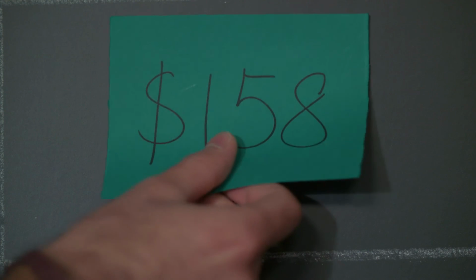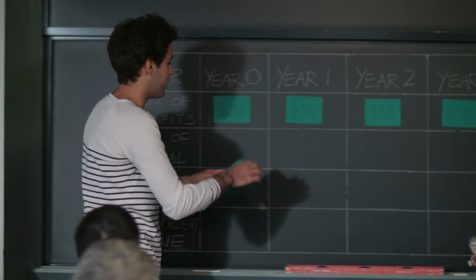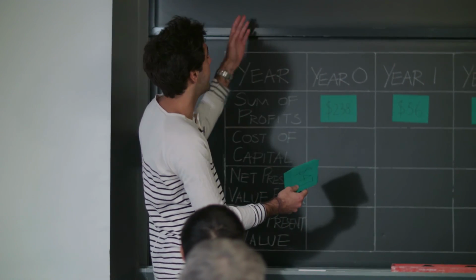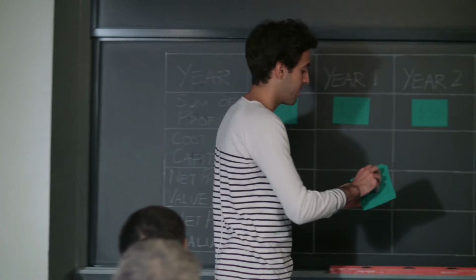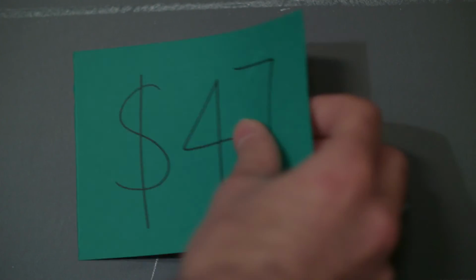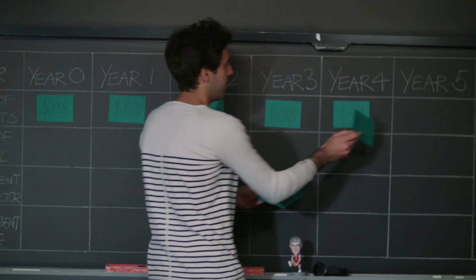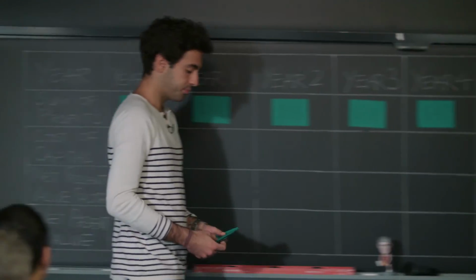And we can see that for year 0 and year 3, the sum of profits is a bit higher because that's when the repurchase of the actual device happens. So we just add them up till year 5, and we get our total profits.